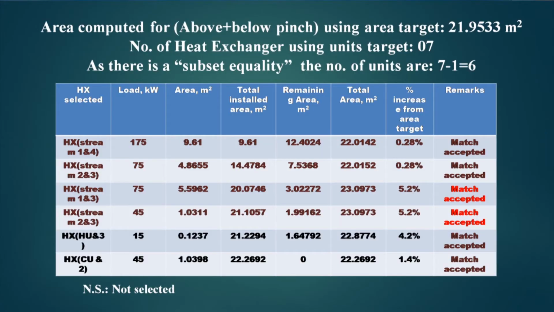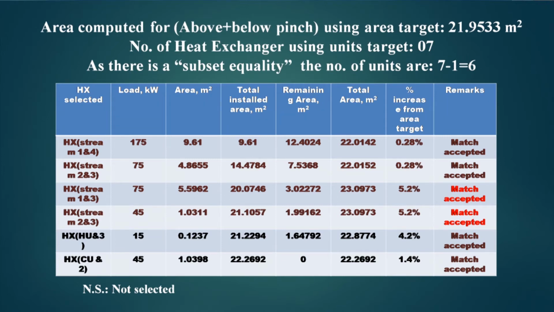So, we again go to this. The area of the second heat exchanger was 4.8655, and the total installed area becomes 14.4784. This shows the area of this heat exchanger plus this heat exchanger, and the remaining 4 heat exchangers, whose combined area was 7.536. The total area is 22.0152. So, the increase is around 0.28% and hence the match was accepted.